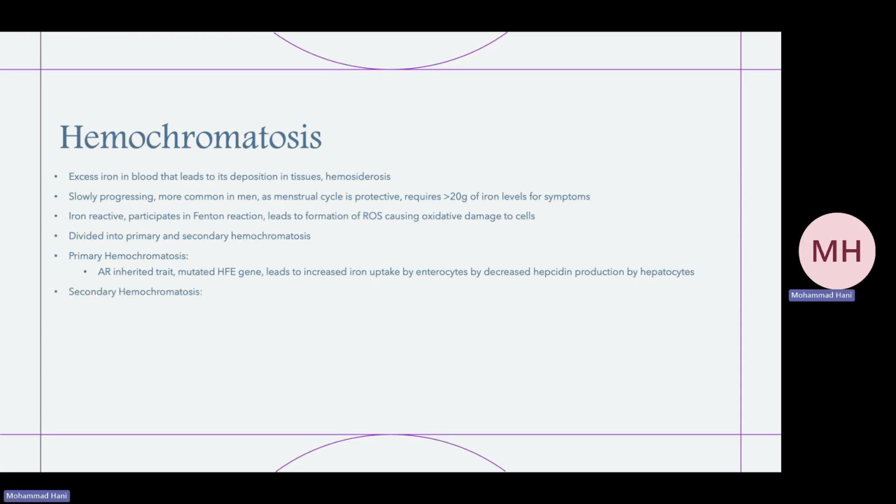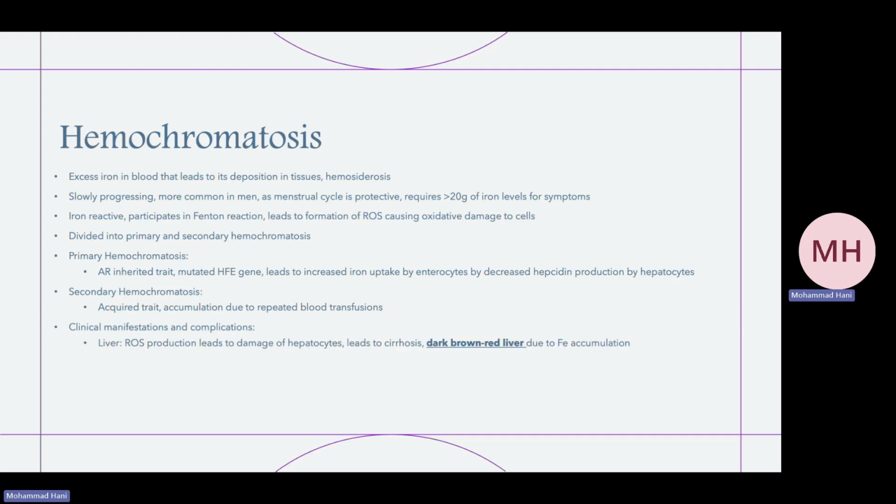Then you have secondary hemochromatosis. This is an acquired trait. It's mainly due to repeated blood transfusions. And the clinical manifestations and complications include, in the liver, the ROS production damages the hepatocytes, and basically, over time, it leads to cirrhosis. The main morphology of this is a dark brown to red liver because of the iron accumulation.